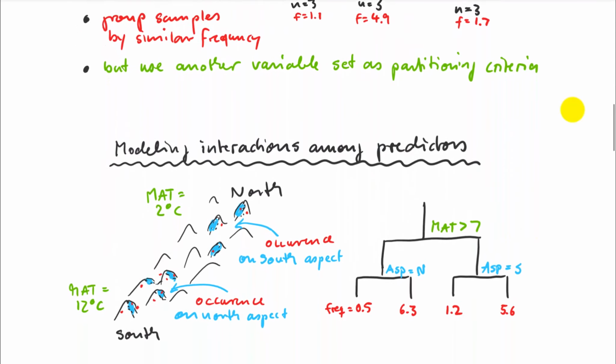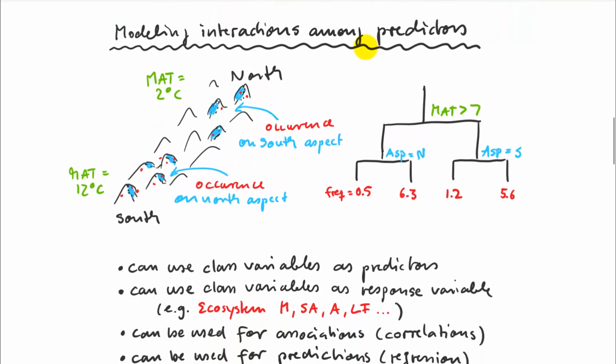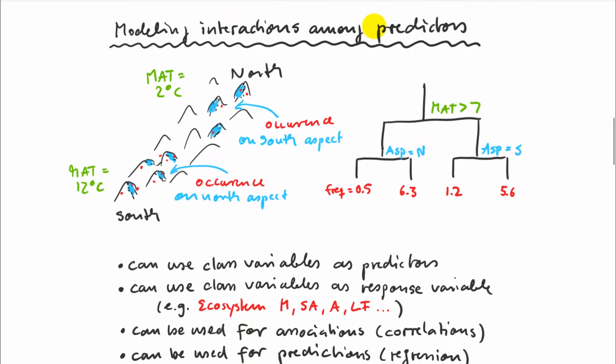Now another very interesting feature of multivariate regression trees is that they can model interactions very well. And so I'm creating another simplified example here. Imagine that we have a mountain range that goes from north to south. In the north, the mean annual temperature is 2 degrees, and in the south, it's 12 degrees. So it's quite a latitudinal range that we are looking at here. And when it's cold, I have a species that likes to be on the south side of mountains because it's relatively warm there. And in the south, it's actually getting too warm on the south side, so that's where the species is on the northern slope of those mountains.